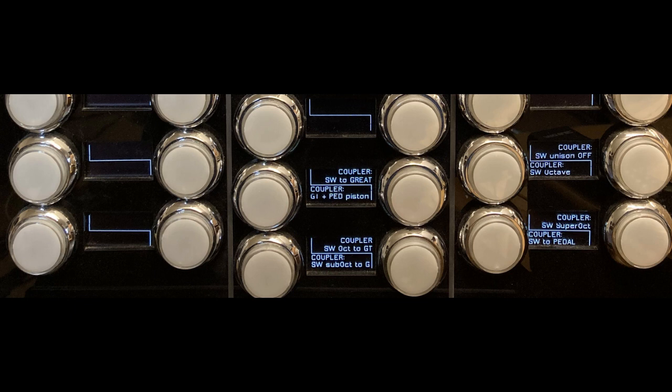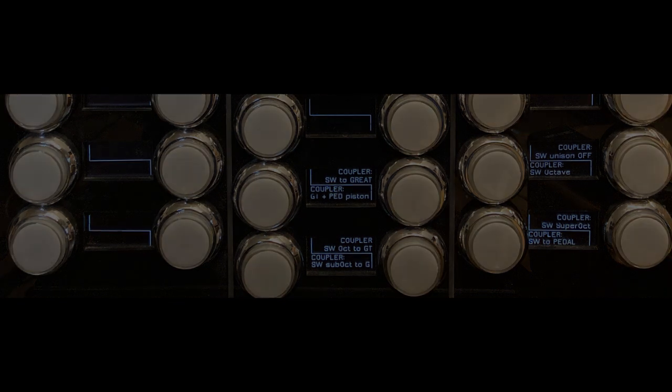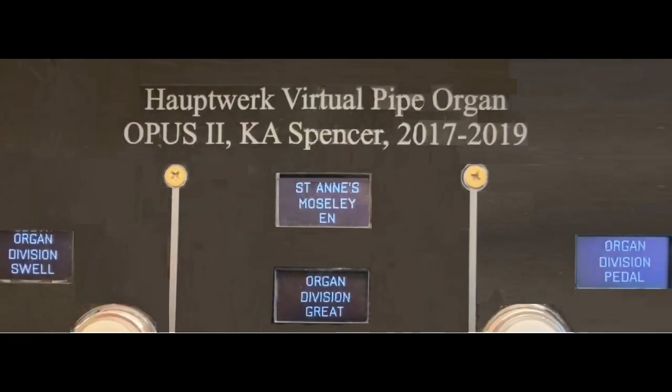So if we look, we can now see that the coupler details are properly shown on those OLEDs at the bottom of the swell and great, and also here are the labels containing the details of the name of the organ and its location and our three divisions.